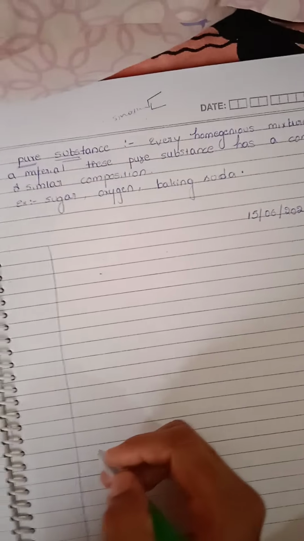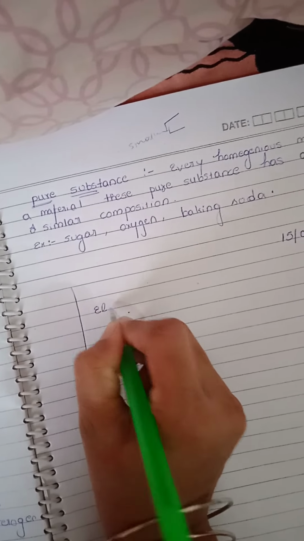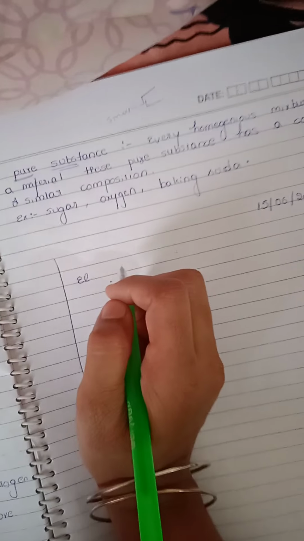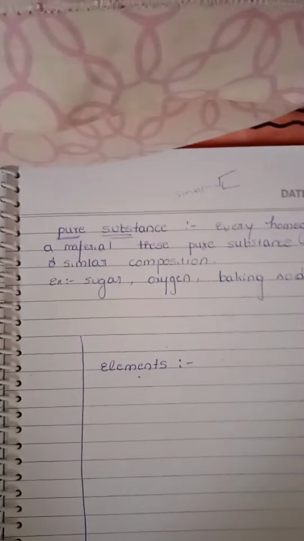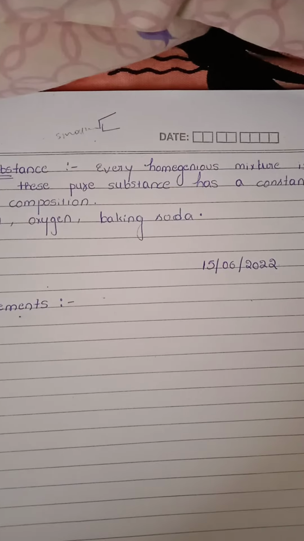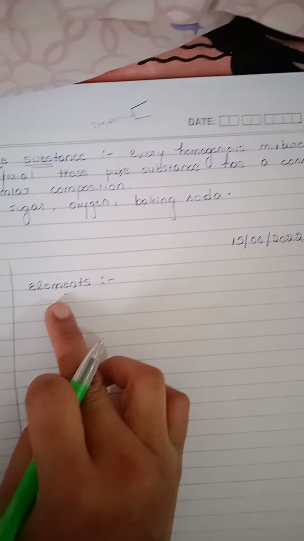Now we'll discuss elements. This is the brief explanation of elements and compounds. Okay, now we'll go to the topic, elements. What is an element? An element is a pure substance.